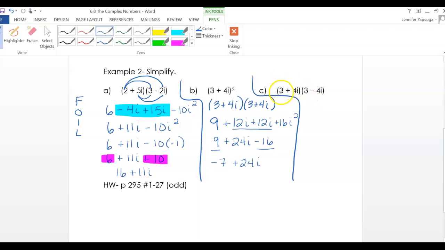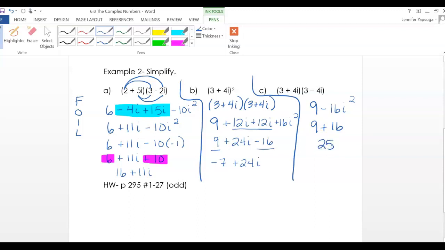My first terms would be 3 times 3, which is 9. And my outer and inner terms are going to cancel, right? I'm going to get negative 12i and I'm going to get positive 12i. So I don't even need to write those, so that would be 0. And then my last terms would be 4i times negative 4i, which would give me negative 16i squared. We can recall that i squared is negative 1, so this is going to give me 9 plus 16, and then I add that together and I get an answer of 25.